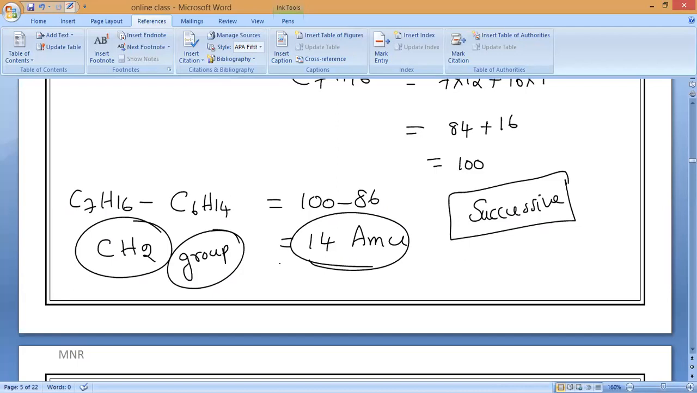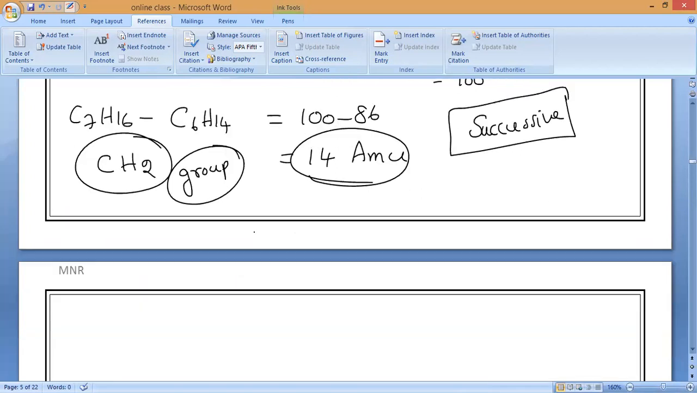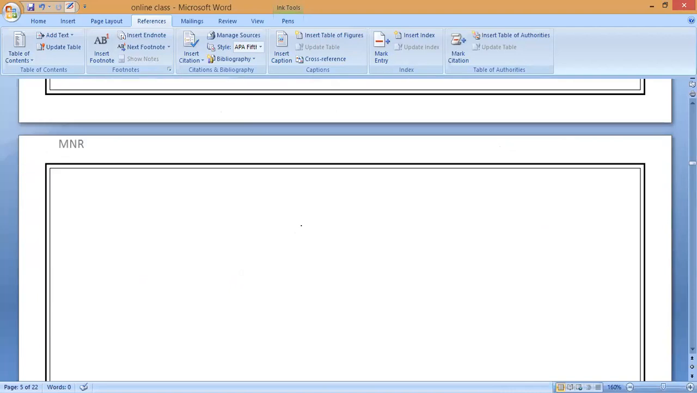Not only this. In the next classes, we will study functional groups. Functional groups are also homologous series only. By the time I teach you, you will understand that. So now you have to remember this. Do you understand or not? Please respond. Next, the second one.